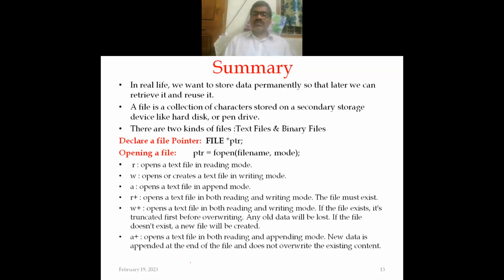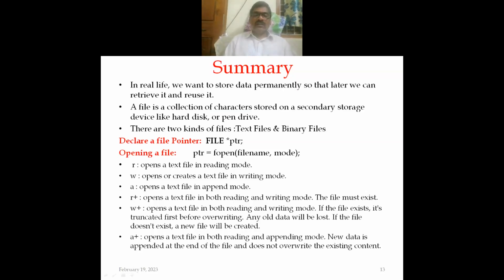In C language, two different kinds of files are supported: text files and binary files. In text files, the data is stored in character form, whereas in binary files, the data is stored in raw binary digits. When you want to declare a file pointer, we make use of capital FILE, a predefined structure defined in stdio.h. So FILE star ptr is a file pointer. Now you can open the file by making use of this ptr.